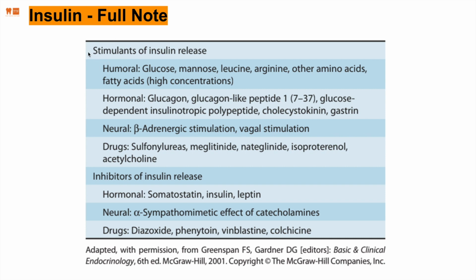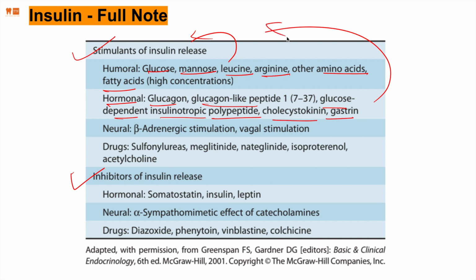Stimulants of insulin release. What stimulates and what inhibits insulin release? Let's take a look at that. Humorally, glucose, mannose, leucine, arginine, amino acids, fatty acids, all in high concentration, they release insulin. Hormonal, glucagon or glucagon-like peptides. Glucose-dependent insulinotropic polypeptide or cholecystokinin and gastrins. These are all hormones that stimulate insulin. Somebody asks you, which hormone stimulates insulin? Then this list must be on top of the list.